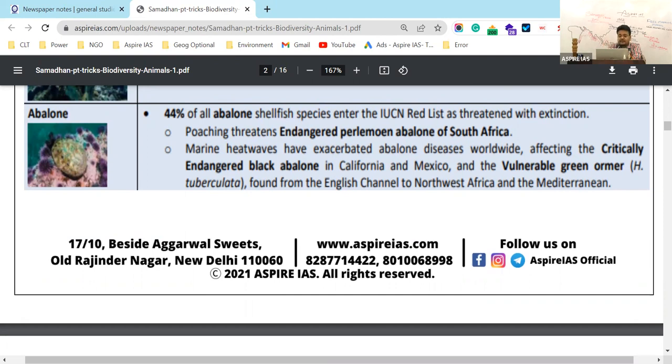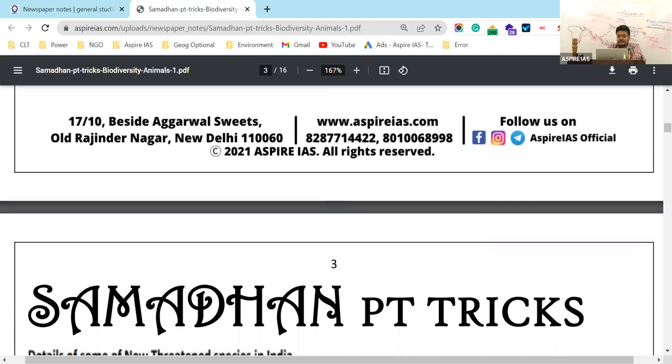Poaching threatens the endangered perlemoen abalone of South Africa. So it is found in South Africa. Marine heat waves have exacerbated abalone disease worldwide, affecting the critically endangered black abalone in California and Mexico, and the vulnerable green ormer found from the English Channel to North, East, West Africa and the Mediterranean.